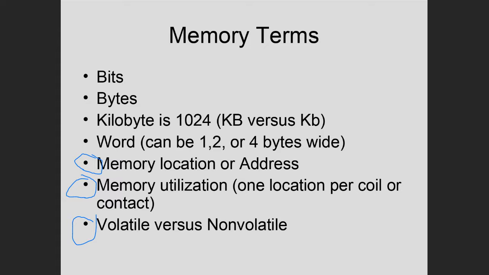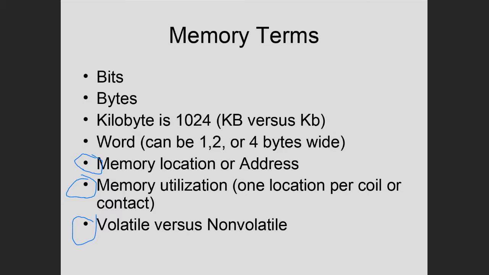And so that's kind of what this is saying right here when it talks about memory utilization, one location per coil or contact. A relay contact can be open or closed. And so what we're going to do is represent that relay in memory. We can do that already, right? Because we talked about virtual devices, and there are three that we talked about: a relay coil, a timer, and a counter. So a relay coil can be on or off, or the contact can be open or closed.